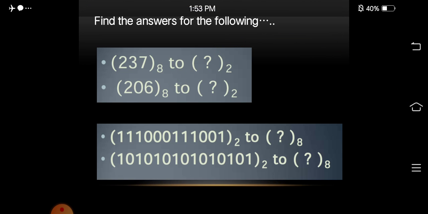Find the answers for the following. Please pause the slide and write the questions and try to find the solutions for all these questions.